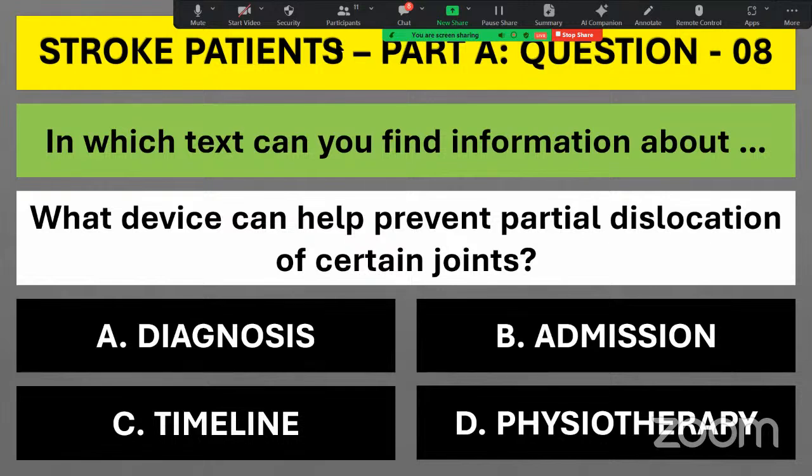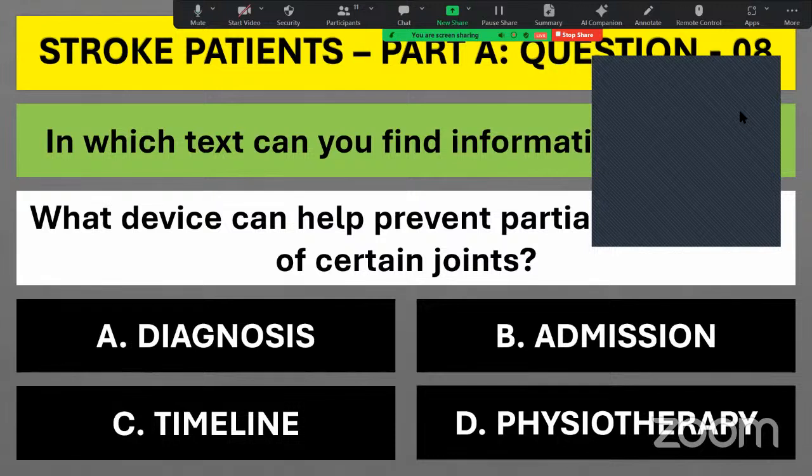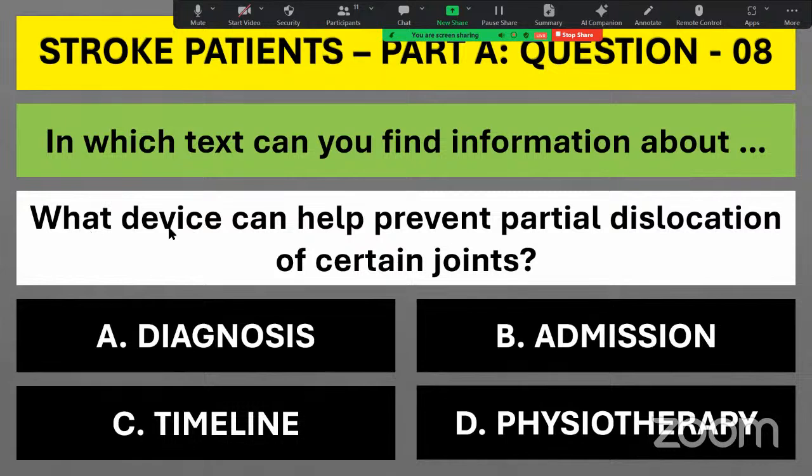Yes, 8 students participated. Very good. So let us see here. Jackson D, Rajeshwari D, Srija D, Vinita D, Avil D, Simiat D, Arish D, Jana C. Now here, Jana, see here very carefully. What device can help prevent partial dislocation of certain joints? In diagnosis, the doctor is diagnosing the patient. We don't need it in A. Admission, at the time of admission, what you have to do, that is it. We don't need this one now.